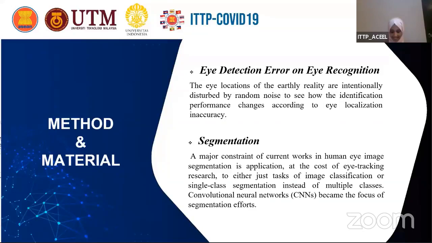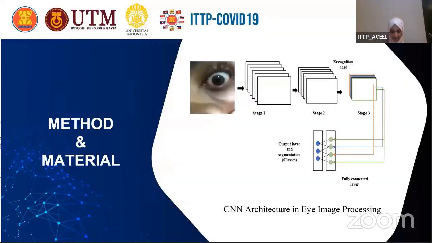The second point is the segmentation that we used in this project. Segmentation is a major constraint of current work in human eye image segmentation. At the cost of eye tracking research, it is applied either to the task of image classification or to single class segmentation instead of multiple classes. CNN became the focus of the segmentation efforts.